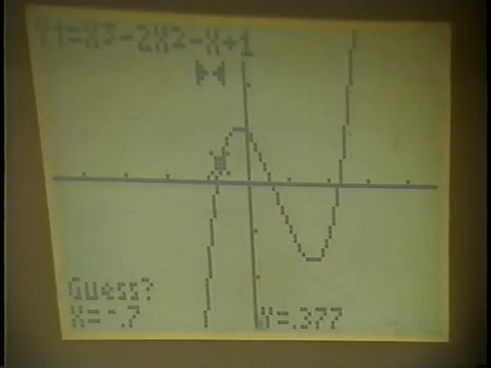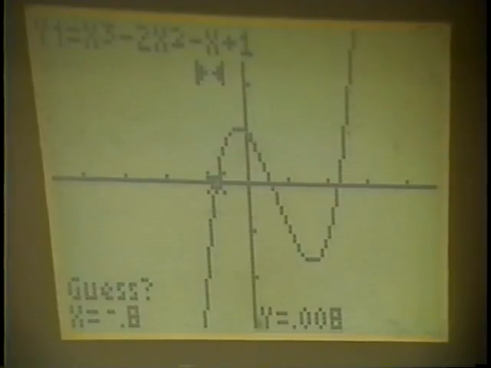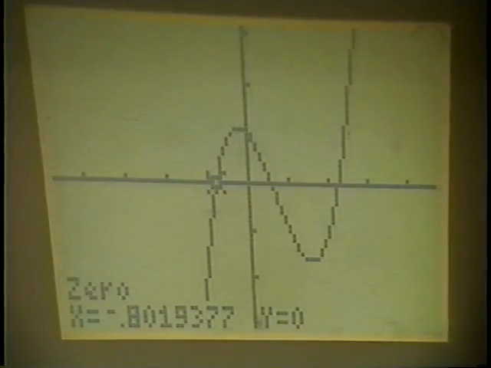Then it's going to ask me for a guess. So let me back it up a little. That looks like a good guess. And I hit enter, and it produces automatically the 0, or the root. And then we have, once again, the minus 0.802. But here you can be sure it's going to give you the root you want because you've bounded it on the left and on the right.